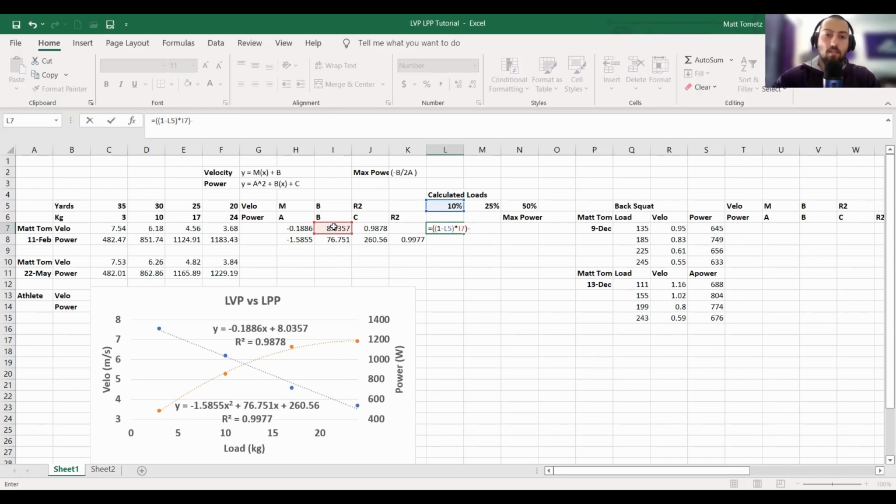Minus B again, divided by M. And I'm just clicking on the cells of what these things are. Oh, I need another parenthesis.